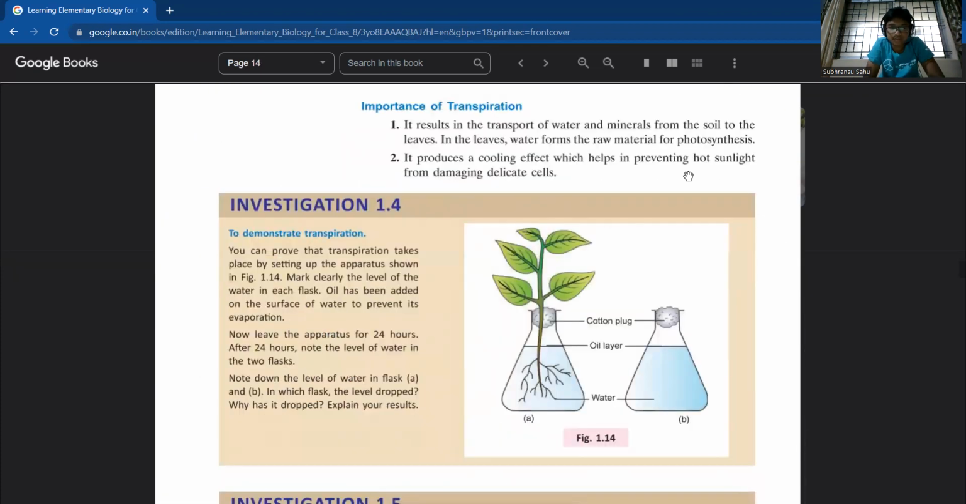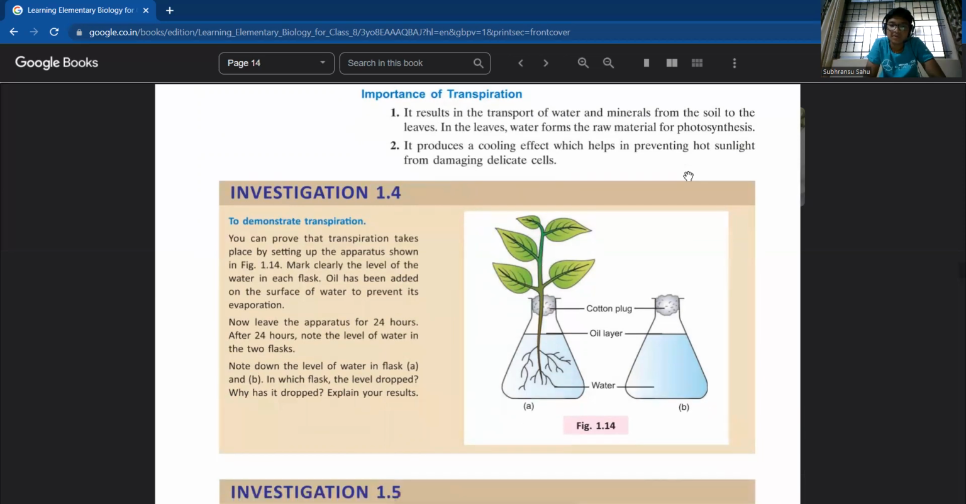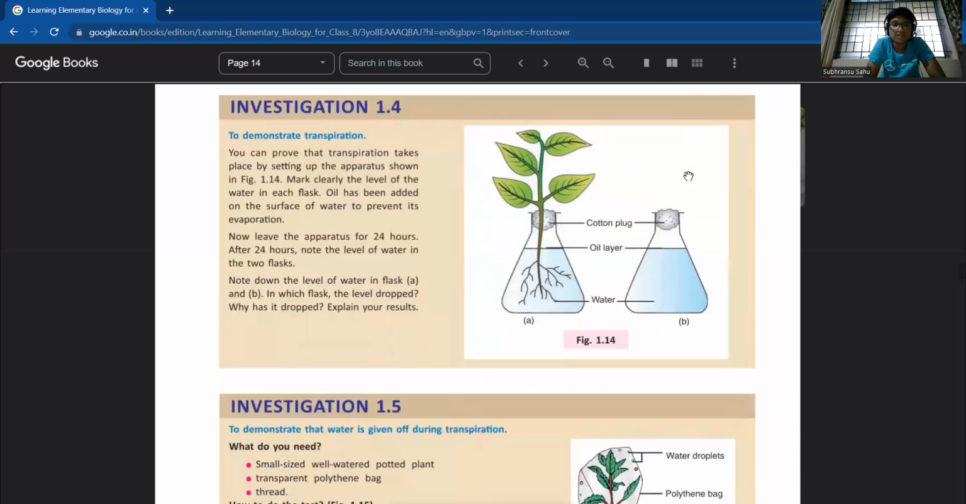Importance of transpiration. It results in the transport of water and minerals from the soil to the leaves. In the leaves, water forms the raw material for photosynthesis. It produces a cooling effect which helps in preventing hot sunlight from damaging the delicate cells.